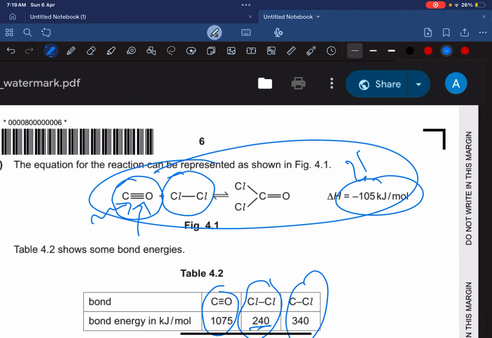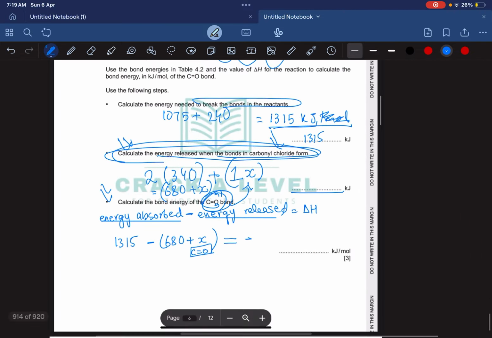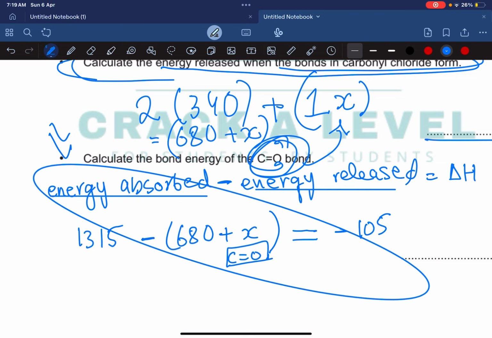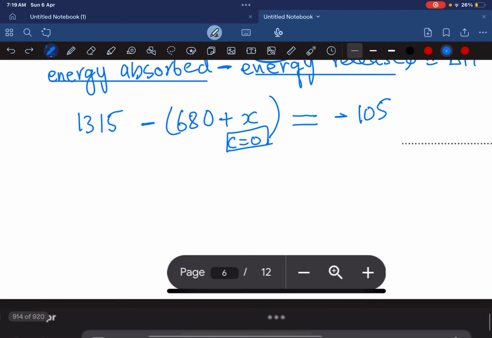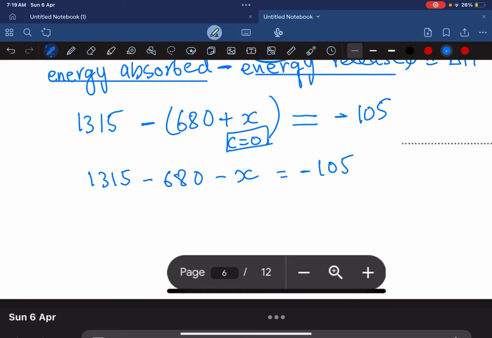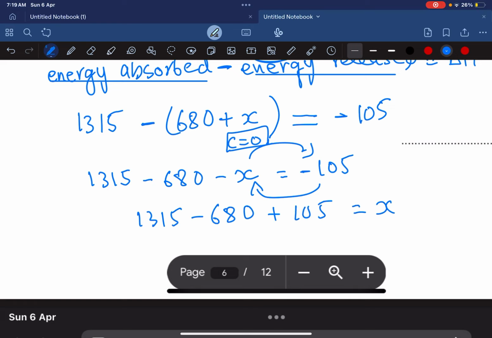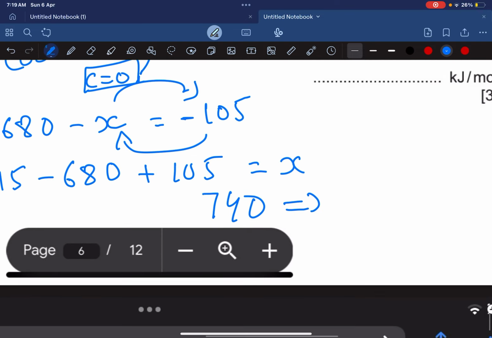Negative 105 was given in the question. Now this is a simple mathematical equation. Try to solve for the value of x. You're going to get 1315 minus 680 minus x equals negative 105. X comes here, negative 105 goes there: 1315 minus 680 plus 105 equals x. Just get the value for x: 1315 minus 680 plus 105 is 740. So 740 is the value for the carbon oxygen double bond.